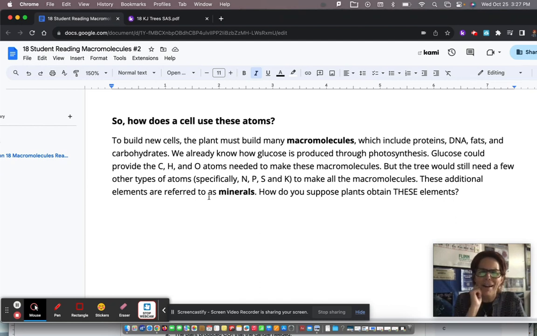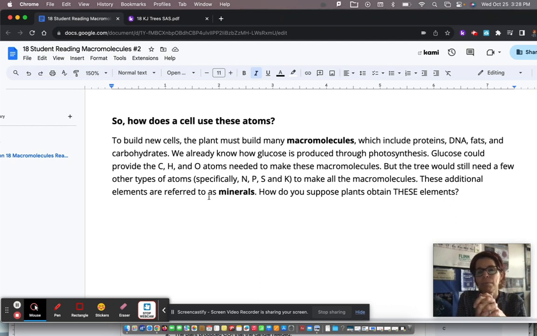Let me pause. Why does anything need to build more cells? Well, that's so that it can grow or it can heal or it can fight disease. So that's why we're adding more cells. A baby doesn't have as many cells as you and I do. So we're adding cells so that we can grow.